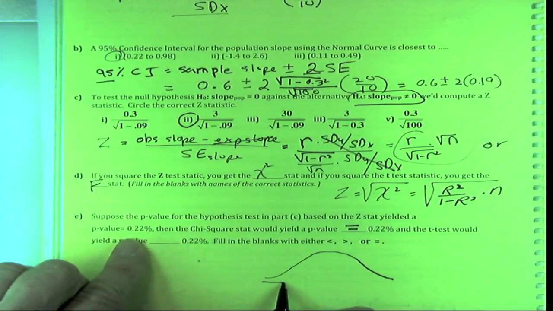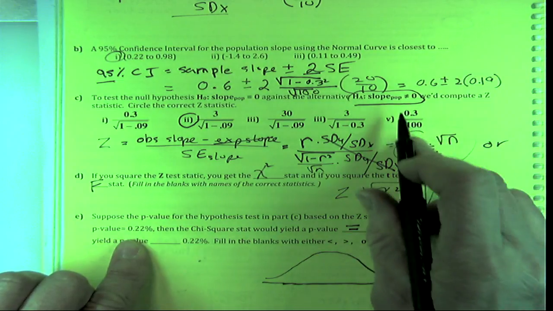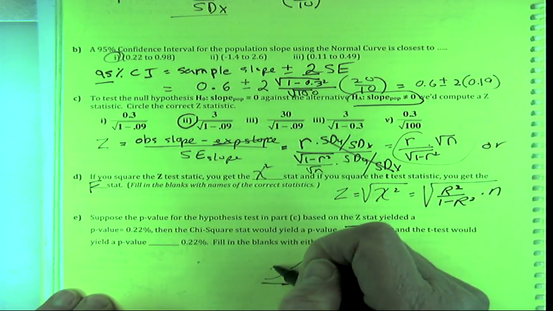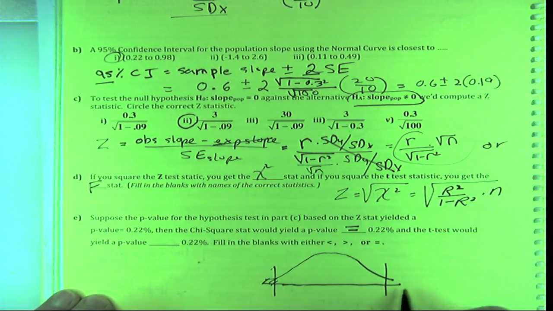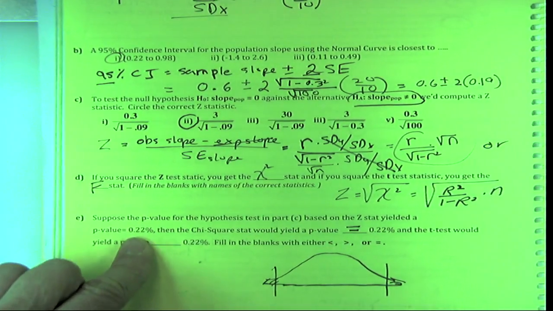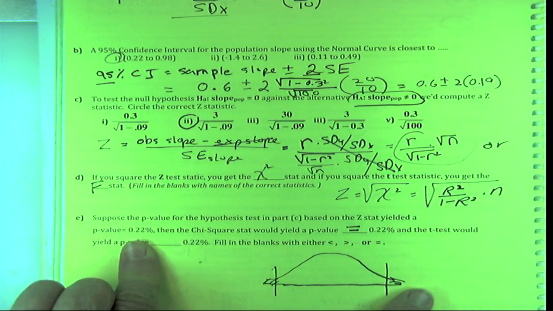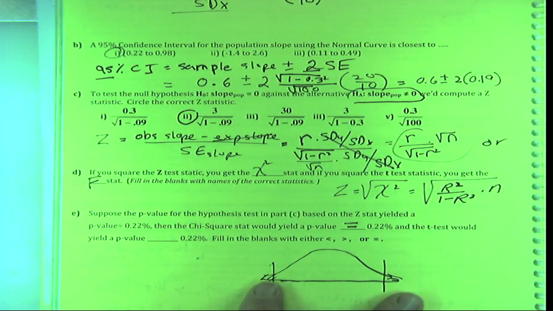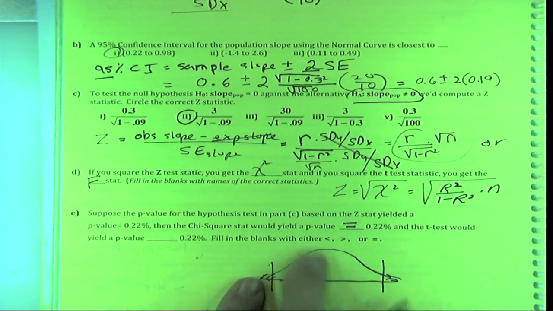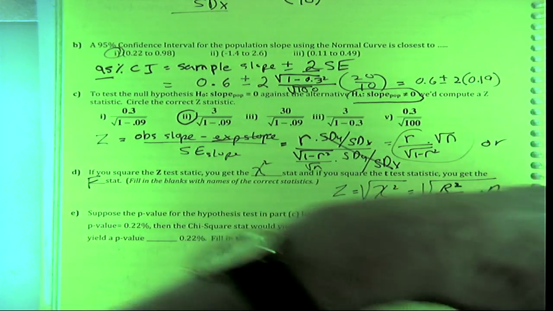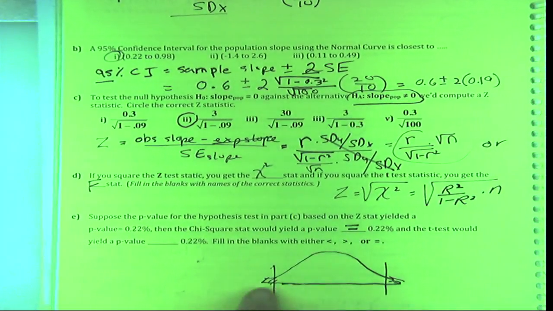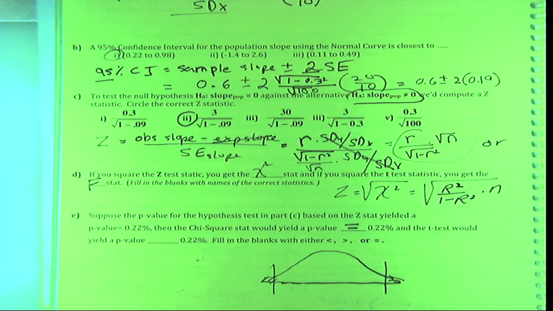If we got this p-value, and it's in a two-sided alternative, that means that the area here and here adds up to 0.22. Okay? And that's the same as what a chi-square statistic will get you, because we square both sides, so this will go on the other side. It will just be like the right-hand tail of the chi-squared.